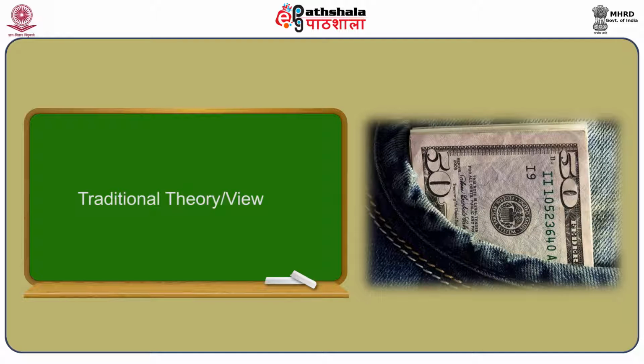The second important theory is the traditional theory, which is also called the traditional view. According to this view, a judicious mix of debt and equity capital can increase the value of the firm by reducing the WACC up to a certain level of debt, beyond which it starts increasing with financial leverage. Thus, the optimum capital structure for a firm occurs when WACC, that is weighted average cost of capital, is minimum, which maximizes the value of the firm.